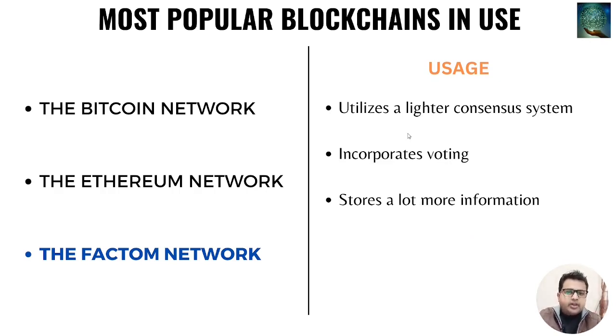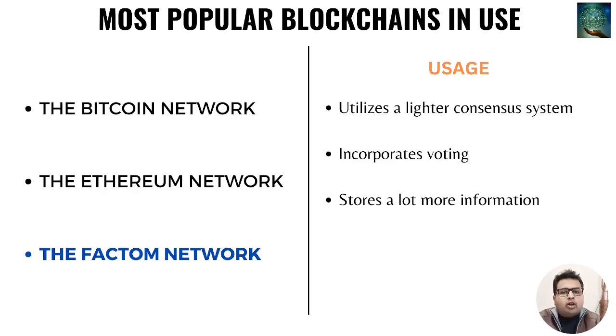Since its network is small and it's just used to secure systems, the consensus algorithm, the mechanism, the agreement protocols, are quite lighter. Lighter consensus system means latency will be less, transactions will be lightning fast. So whenever you need fast transactions, low latency, a lighter consensus system, then you can opt for the Factom network.